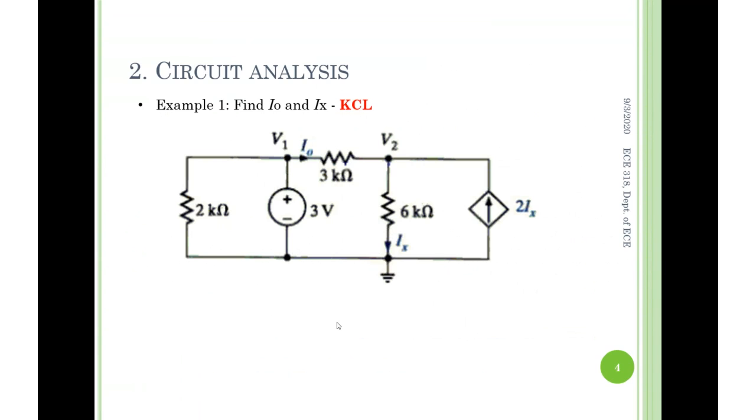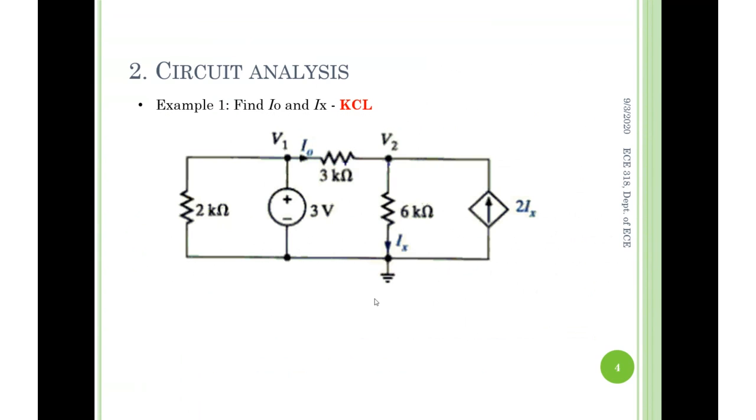Now let's just do an exercise. We just look for the KCL. We don't have to find the I0 and Ix values. We just need to come up with the KCL equations at V1 and V2 respectively. First of all, KCL means what? KCL means we select one node to write the current, right?